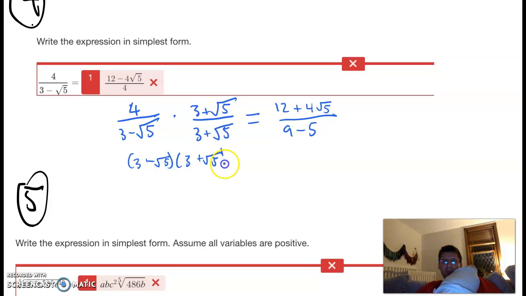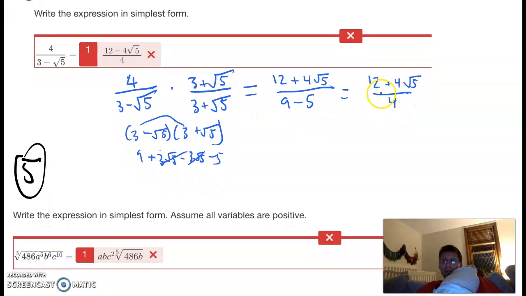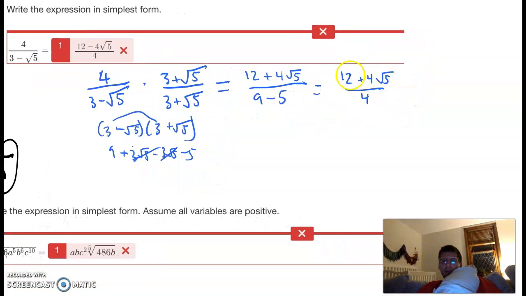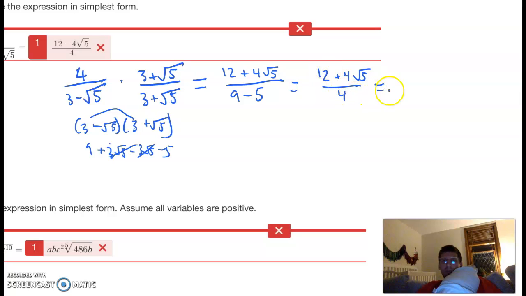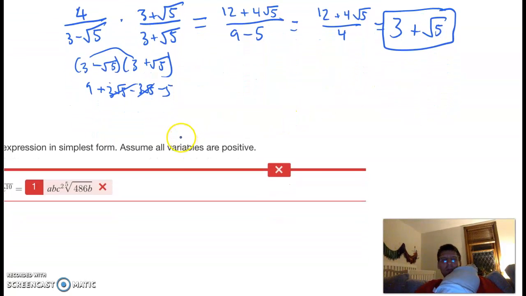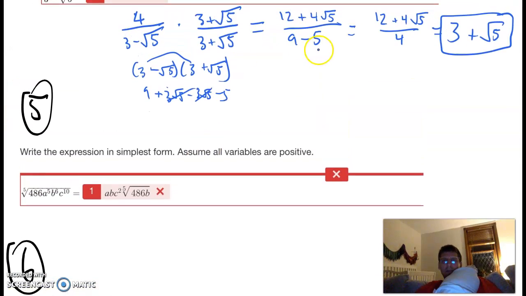It's helpful, I can show you really quick. I multiply these out, I get 9 plus 3 root 5 minus 3 root 5 minus 5. These cancel, so I just get 9 minus 5. So 12 plus 4 root 5 over 4. Is this the answer you had? That was quite good, but look, 12 and 4 and 4 are all divisible by 4. 12 over 4 is 3, 4 over 4 is 1, so it could just be 3 plus root 5. So that was just a simplification step at the end.